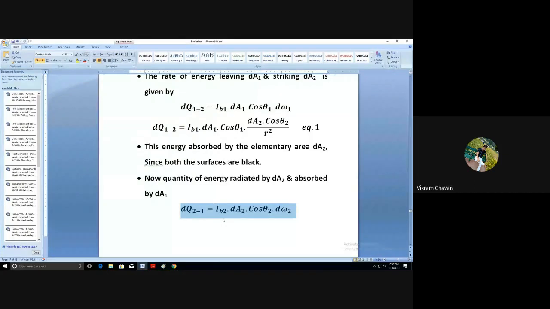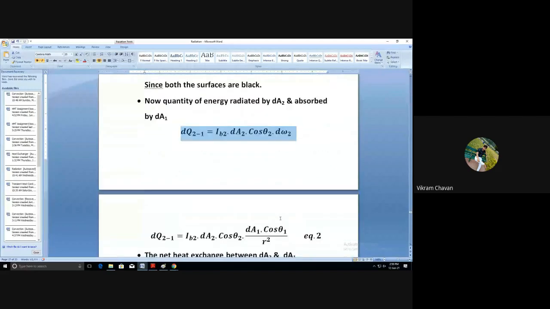omega 2, where IB2 is nothing but the intensity of black body 2, dA2 cos theta 2 is the surface area exposed over the line joining the two center points. That is dA2 cos theta 2, multiplied by d omega 2, the angle subtended by surface dA1 at the center of dA2, that is nothing but d omega 2, the solid angle.